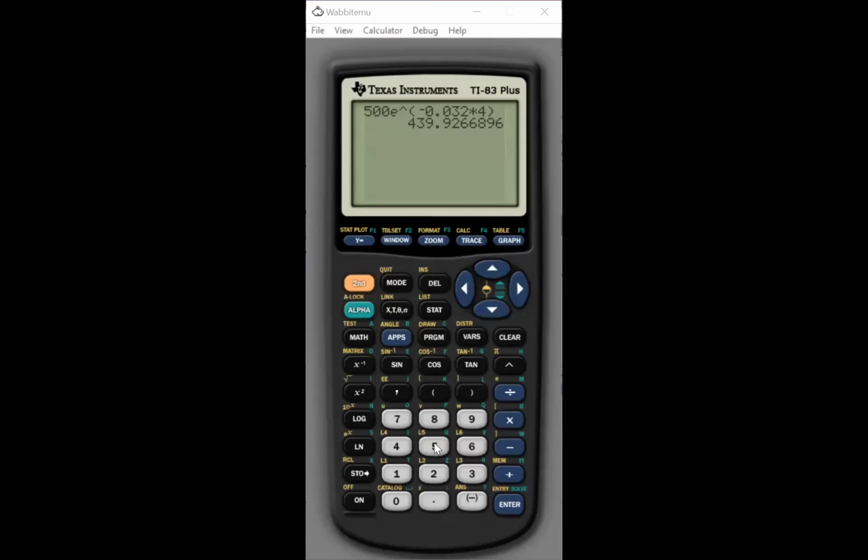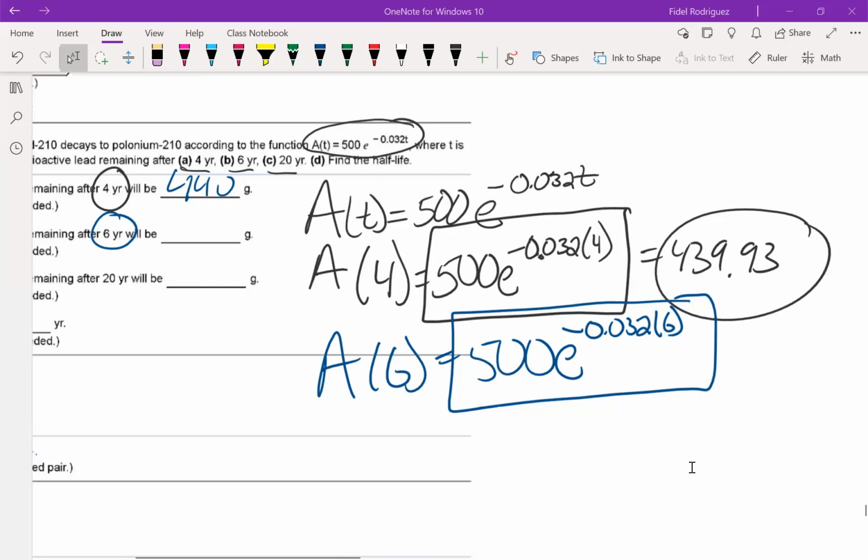Okay, so look, I'm going to go 500, and then second, ln, negative 0.032 times 6. And since we're rounding to the nearest integer, which means rounding to the nearest whole number, I'm going to put 413. Let me stop sharing that part and come back to my notes. We're coming up with 413. That's what we're going to put right there.